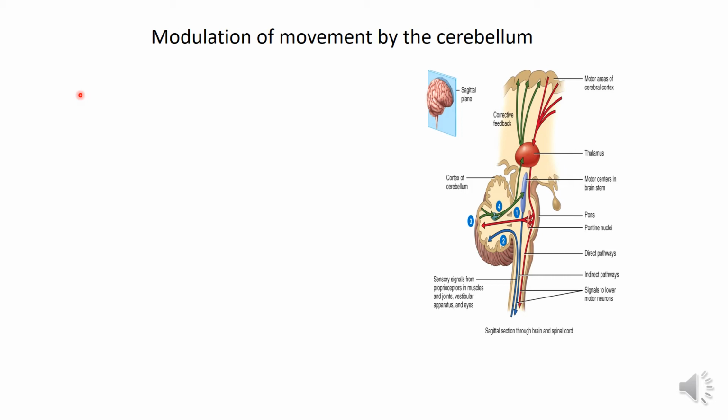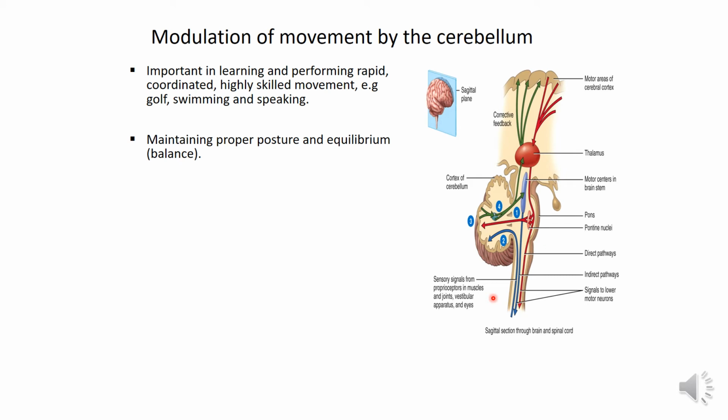Modulation of movement by the cerebellum, or the role of the cerebellum in production of voluntary movement. The cerebellum has an important role in the production of skilled movement, or the performance of learned movement in an executive way, or performance of skilled movements in a rapid way. It also has a role in regulation of posture and equilibrium. The cerebellum is receiving multiple sensory information from the proprioceptors, from the vestibular receptors, like the macula and the crista, and from visual receptors.